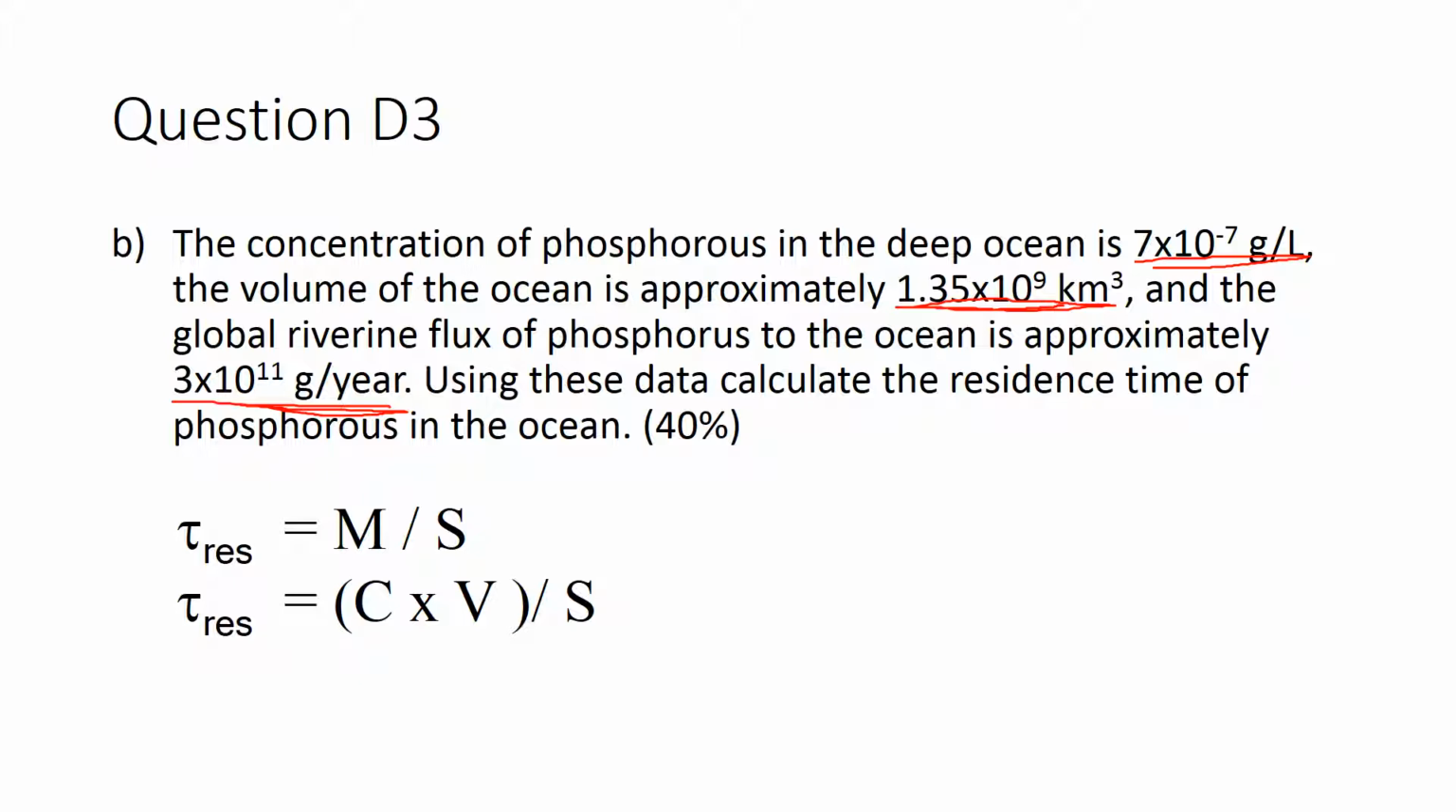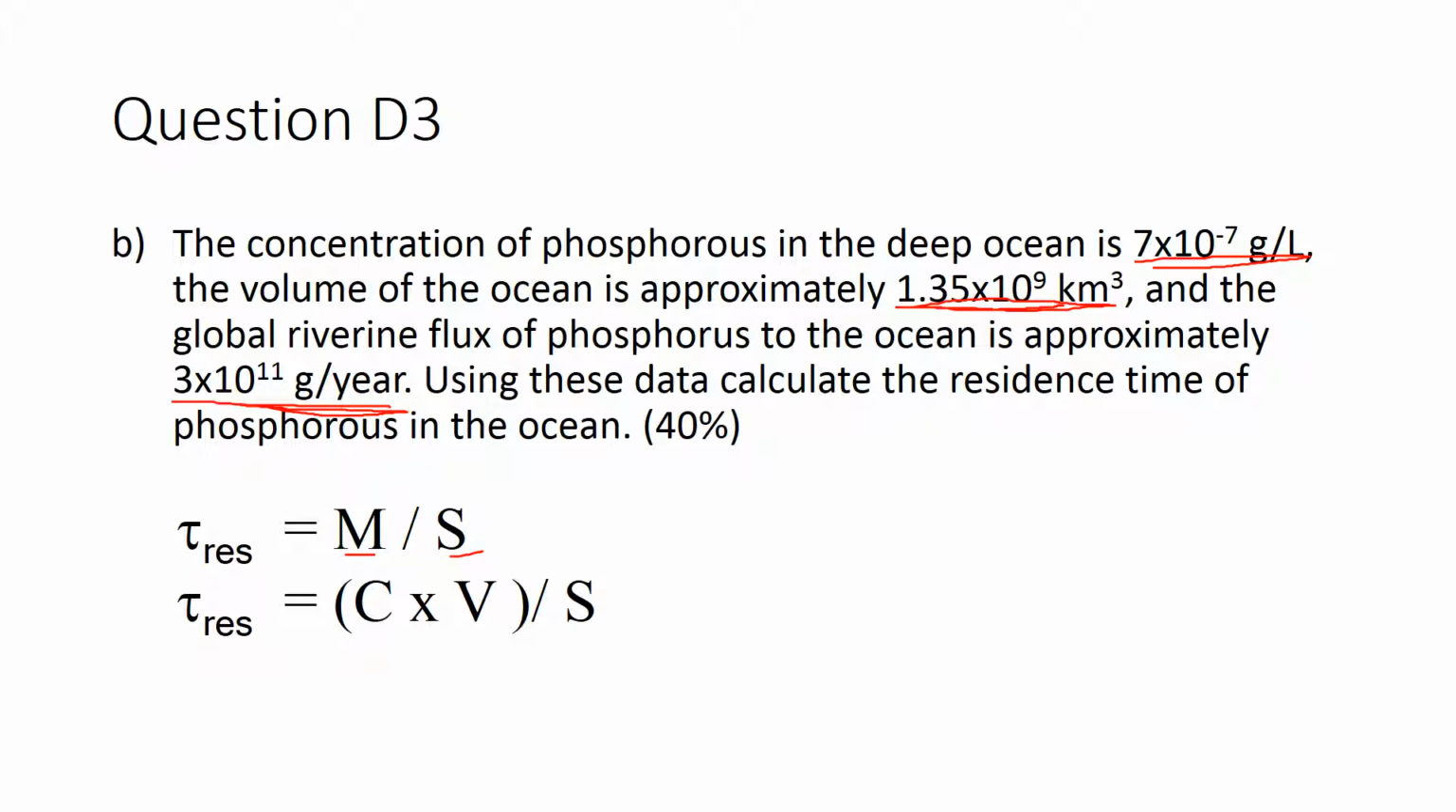asking you just to calculate the residence time of phosphorus in the ocean. So we've got our equation from before with the residence time, and it's the mass divided by the flux. Now, importantly, it is not the mass of the ocean. It's the mass of the thing that you're interested in, in the ocean.